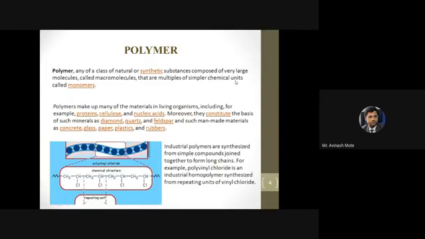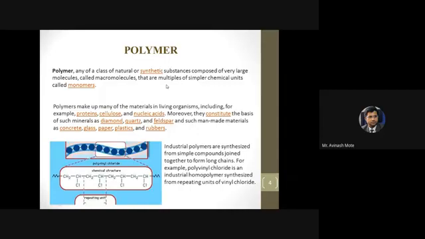So a simple definition: when monomers come together and form covalent bonds and form a long chain, that time it is called a polymer. At the time of exam, if you are not able to recall these words, natural, synthetic, no problem, just make it as simple as possible. A combination of multiple monomers, simple chemical units, to form a chain is called a polymer.